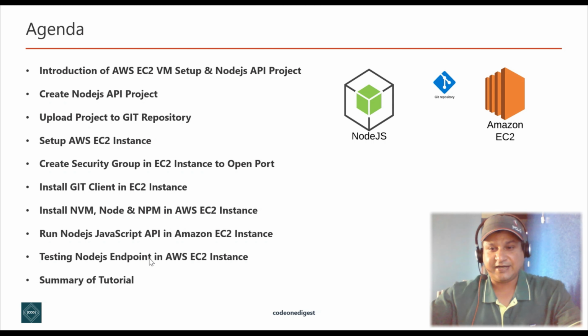We'll be accessing that endpoint from the internet and see that we are getting a response from our EC2 server. I'll be summarizing what we learned, right? So we'll be using the Node.js server to run our JavaScript application. We'll be uploading that data into our Git repository. Finally, we'll be downloading all of that into our EC2 instance, right friends?